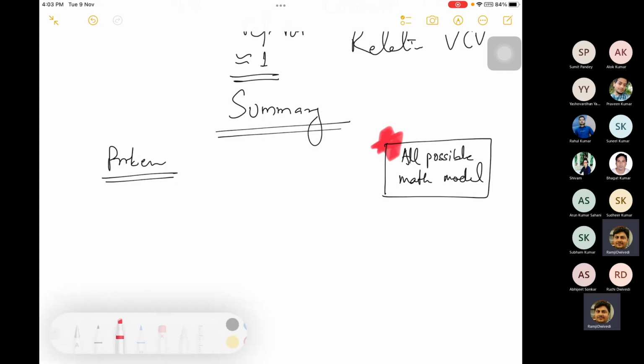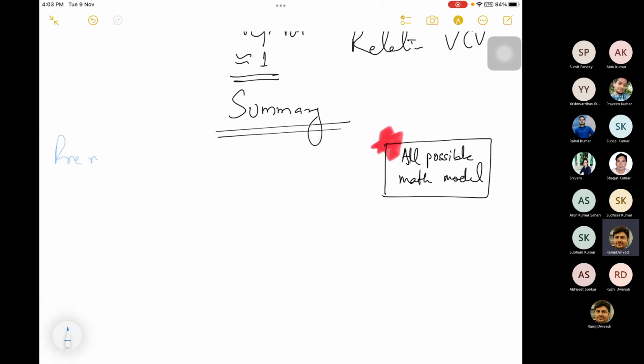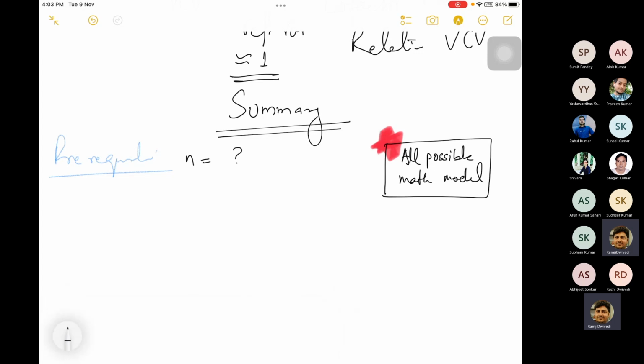Obviously, if I ask what would be the prerequisite, the prerequisite of any problem is to work out how much n there is, what the u would be, and what the redundancy would be. How much redundancy is there in the system. Okay, so this is the prerequisite.